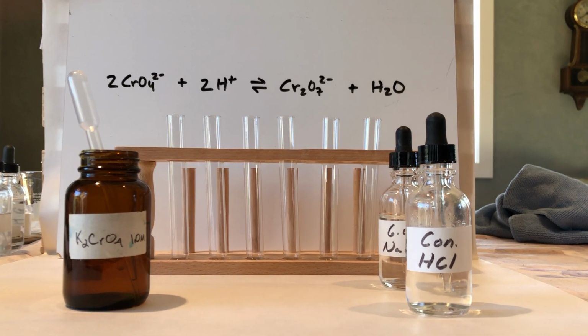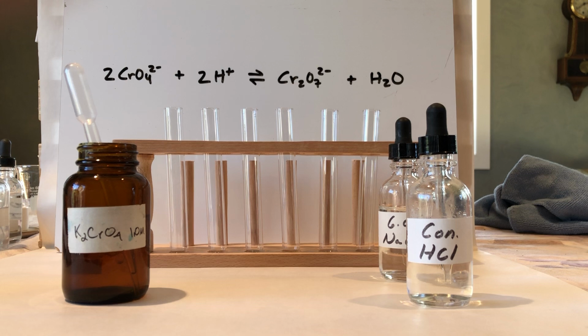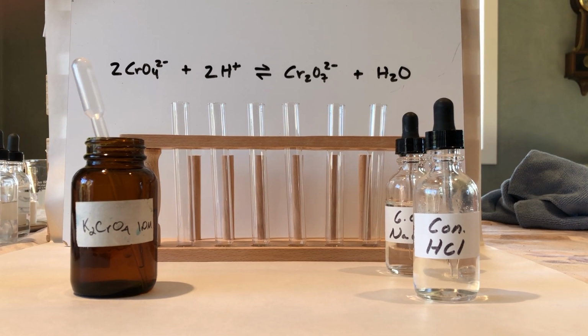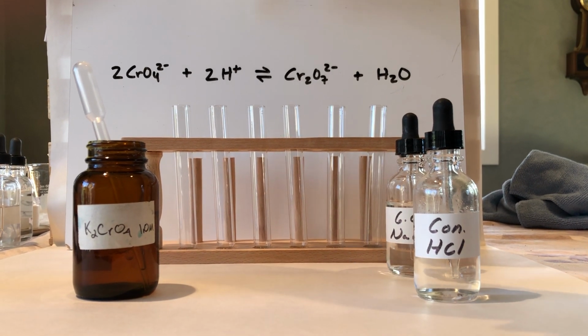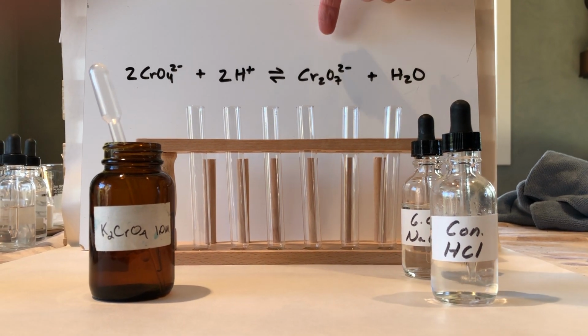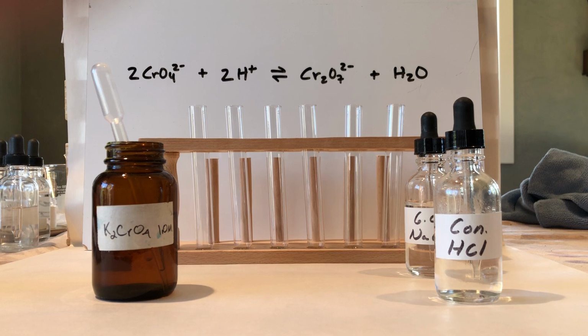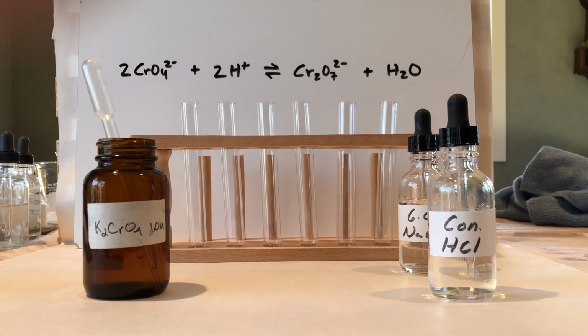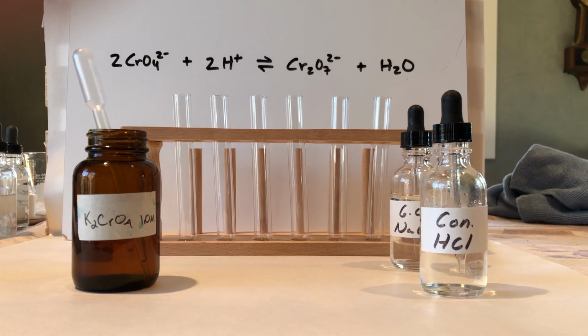Welcome to the Le Chatelier's Principle Lab. This is the first part of the lab, which will involve an equilibrium between the chromate ion, which is yellow colored, and the dichromate ion, which is orange colored. And this is all going to be done in aqueous solution.